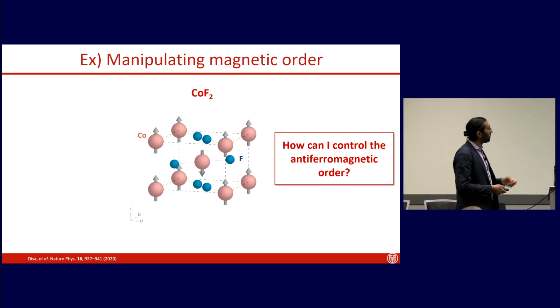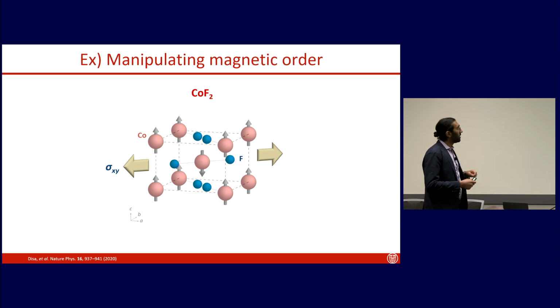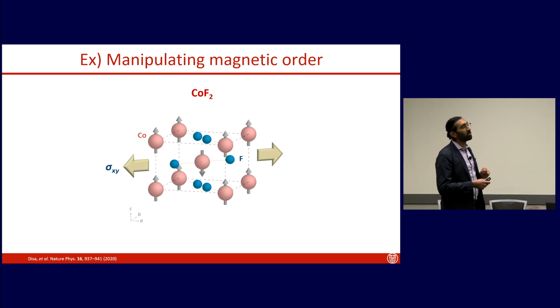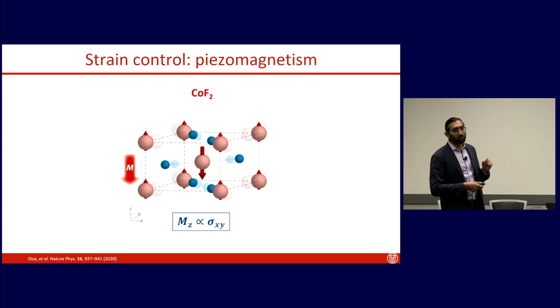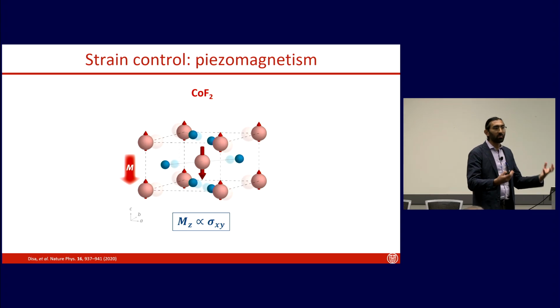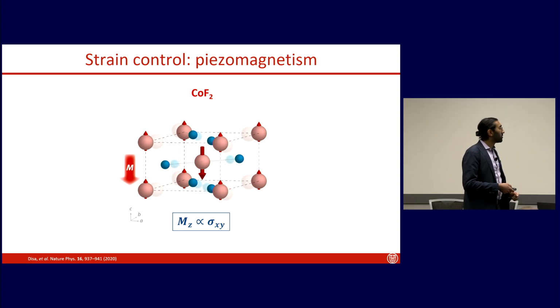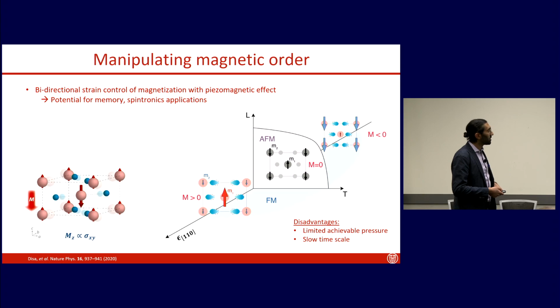And so one thing you can do in this particular case is to apply pressure. The unique property of cobalt fluoride is that if you apply a stress along the 110 direction, you will actually decompensate the two sublattices. One of the moments gets bigger and the other one gets smaller. And so you end up with a net magnetization, essentially a ferrimagnet, that comes out as a result of this and is proportional to the applied stress. Okay, so this is known as the piezomagnetic effect.